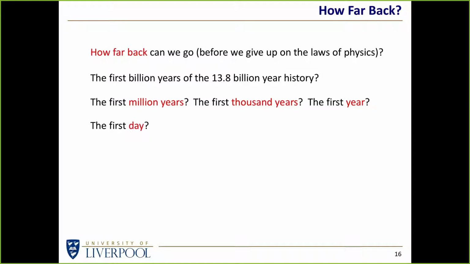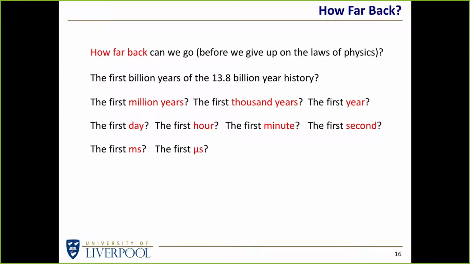What about the first day? What about the first hour? What about the first minute? What about the first second after the Big Bang? Do we think that the laws of physics we understand today were in force at that point? Yes, we do. What about the first millisecond? No problem. What about the first microsecond? What about the millionth of a second? No problem. What about the first nanosecond? Now we're talking a billionth of a second after the Big Bang. Yes, still fine. What about the first picosecond, the first trillionth of a second after the Big Bang?